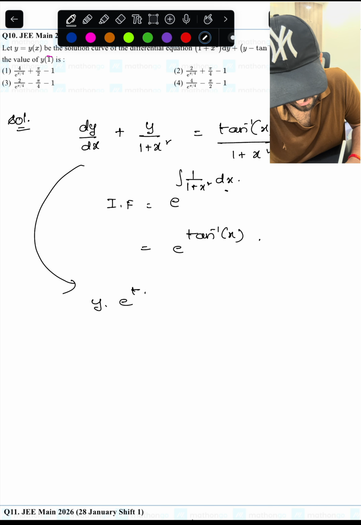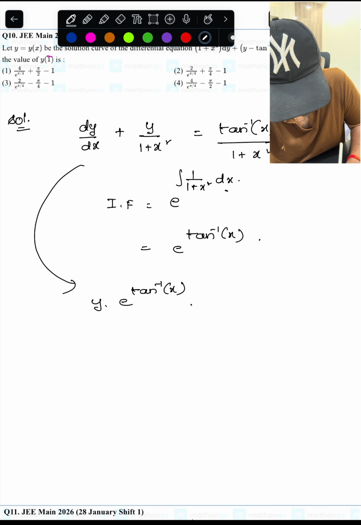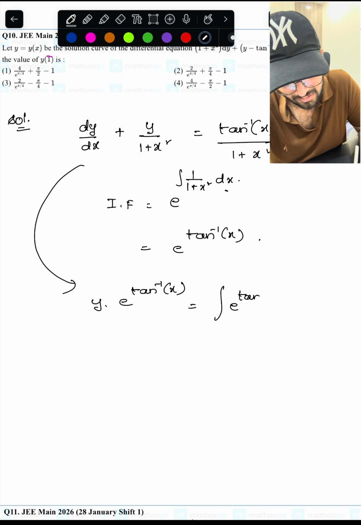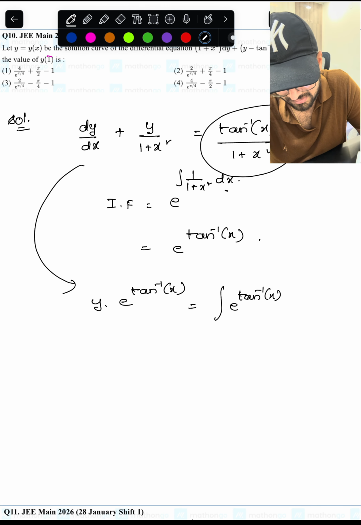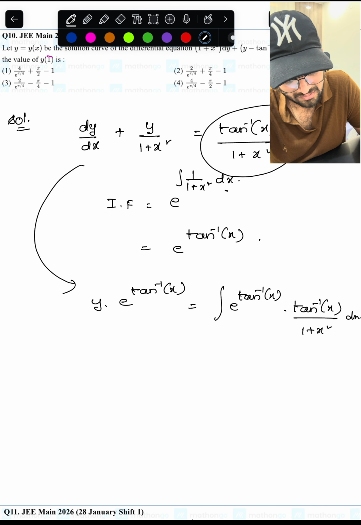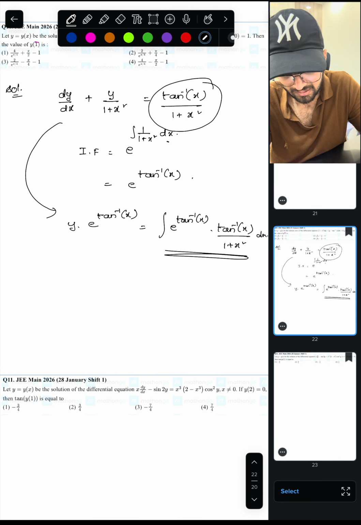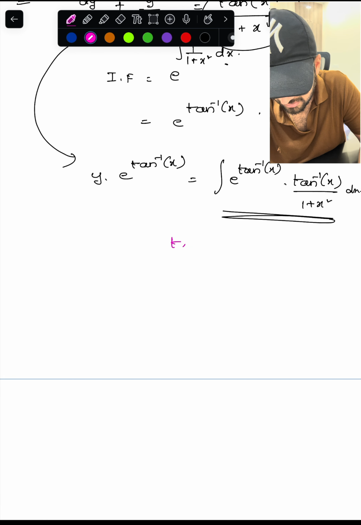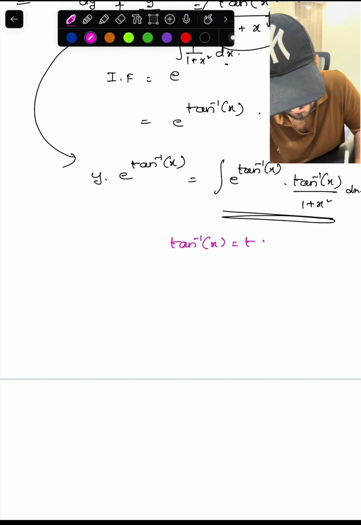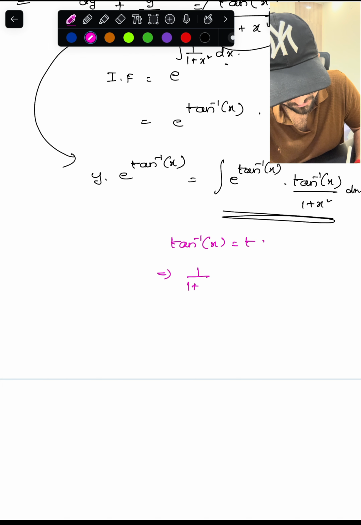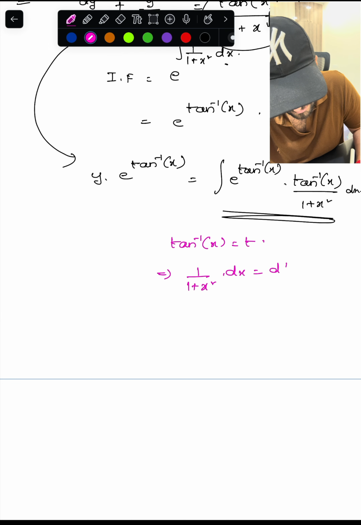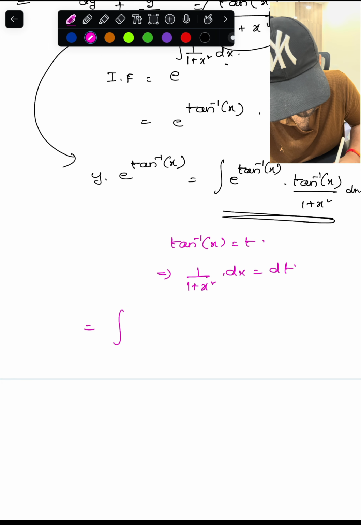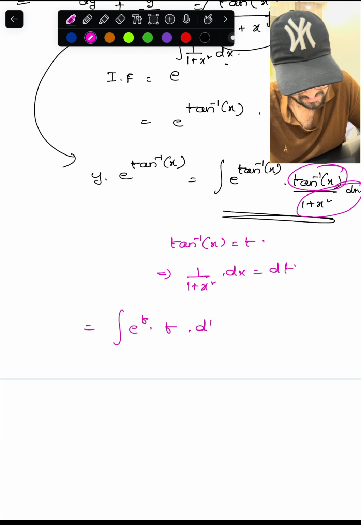So y into the integrating factor, that means y·e^(tan inverse x) equals the integration of e^(tan inverse x) into Q of x, where Q of x is tan inverse x/(1 plus x²) dx. Now clearly you need to evaluate this integration. For that I can take one substitution, tan inverse x equals t. If I differentiate it, 1/(1 plus x²) dx will be converted to dt. Now substitute that here. So you will be getting e^t, this is also t, and 1/(1 plus x²) dx will be dt.